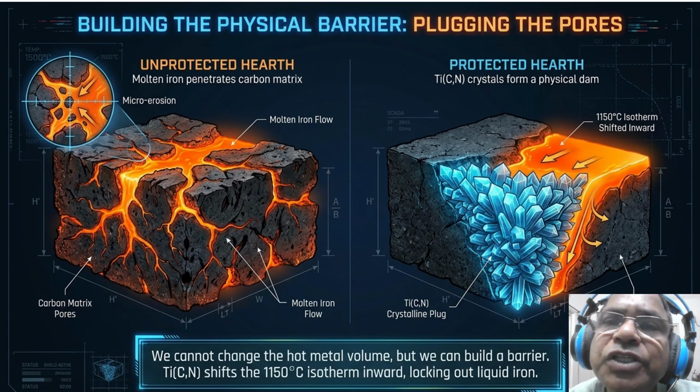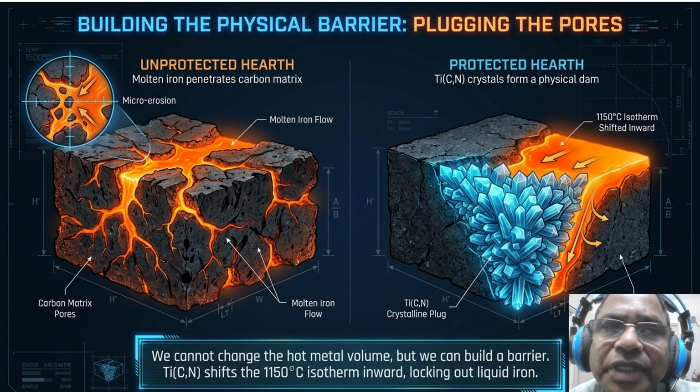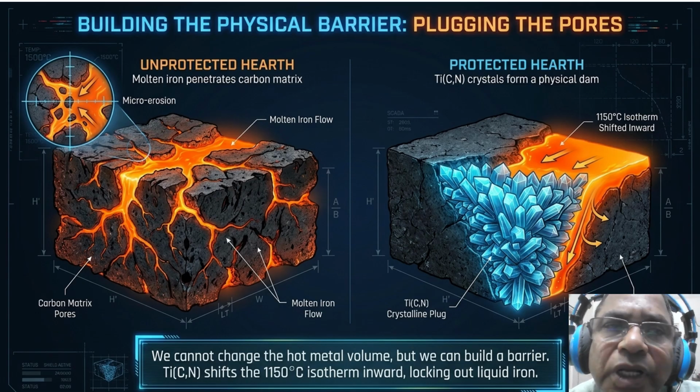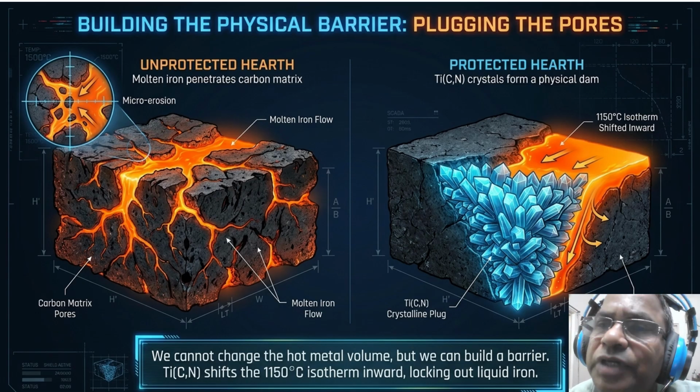Now shift your eyes to the right. These are the TiCN crystal plugs. They don't just sit on the wall, they form a physical dam inside the brick's pores. Notice the orange line labeled 1150 Celsius isotherm. On the protected side, that isotherm is shifted significantly inward. By keeping the structural carbon cooler, we lock out the liquid iron.